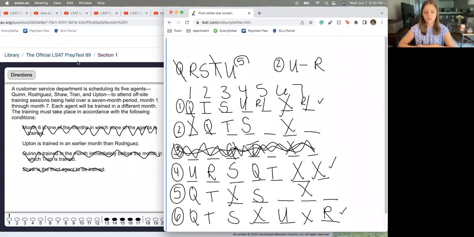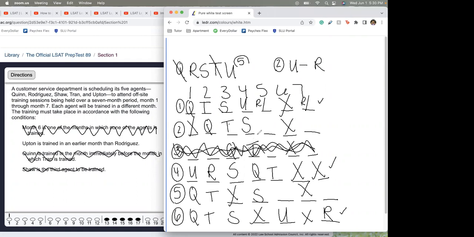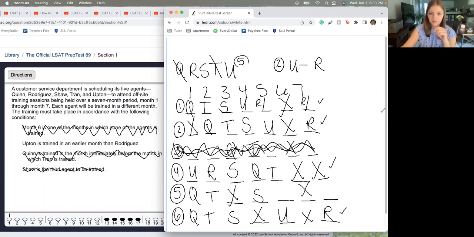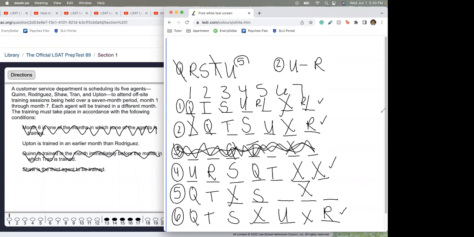Moving on to world number 2, what happens with my U and R? U would go in 5 and R would have to go in 7. Yeah. No other way around it. U has to go before R. We only have 2 spots available. They just fall right into those spots.